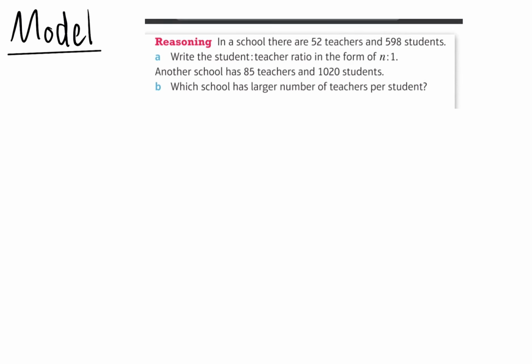In a school, there were 52 teachers and 598 students. So write the student, and this is what they do to trick you up. They flipped it. Can you see how I first spoke about teachers and then students, and now they want student to teacher? So write the ratio student to teachers in the form n to 1. Student, teacher.